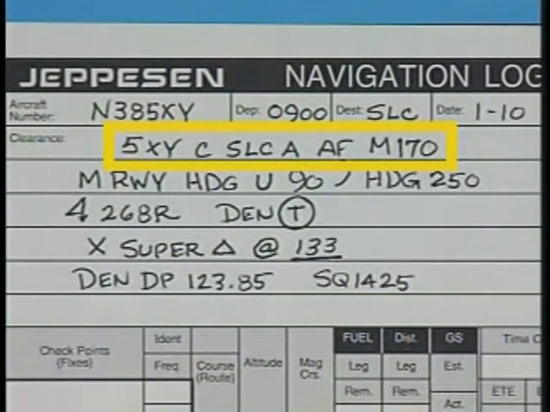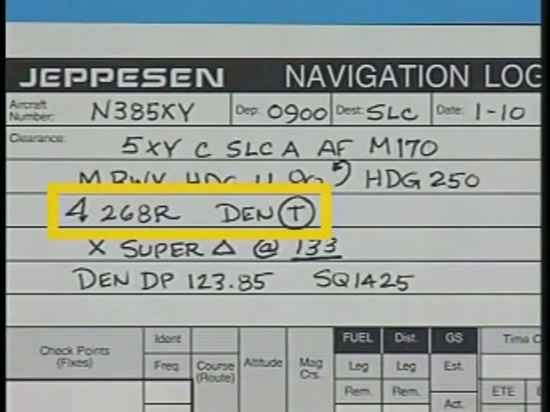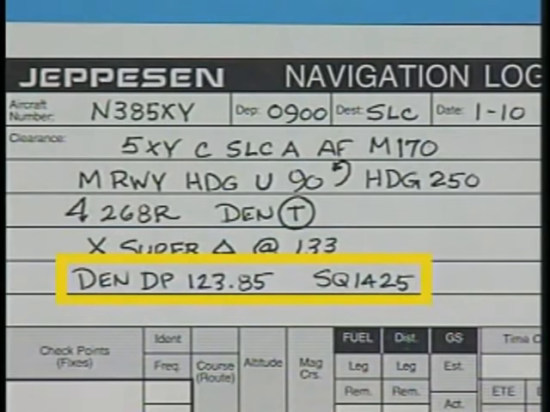Cessna 385 X-Ray Yankee cleared to the Salt Lake City Airport as filed. Maintain 17,000. Maintain runway heading until reaching 9,000. Turn left heading 250. Intercept the 268 degree radial of Denver Vortac. Cross super intersection at or above 13,300. Denver departure will be 123.85, squawk 1425.